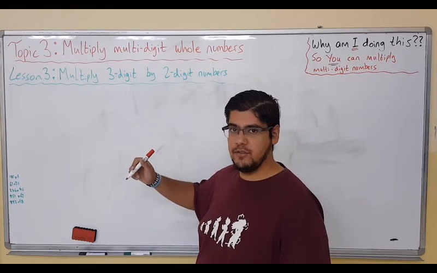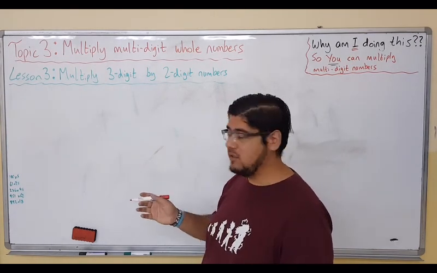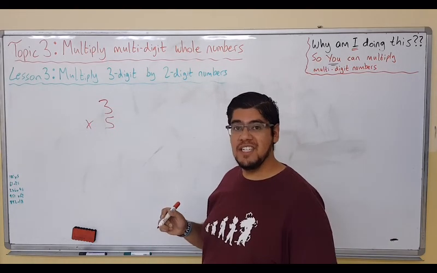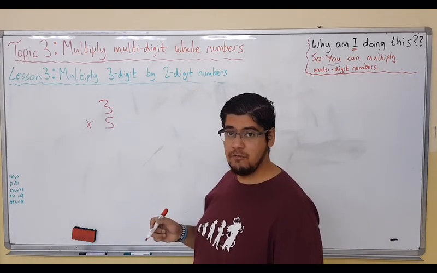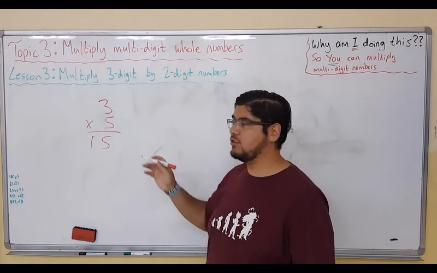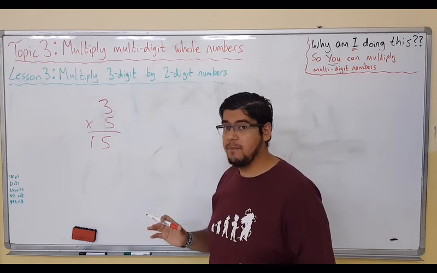You know, first of all, from your regular times tables, if I was to write this, that's a 1-digit by a 1-digit number, right? And you know that is 15. So you just write 15, there's nothing else to think about.